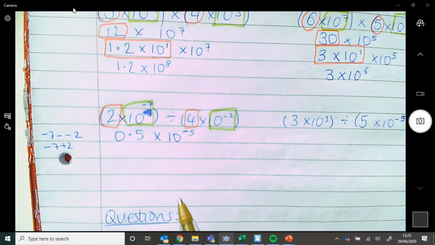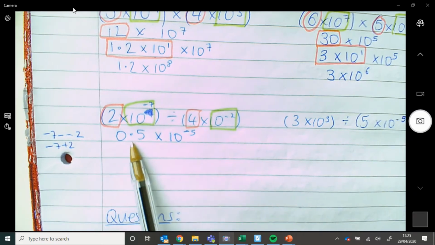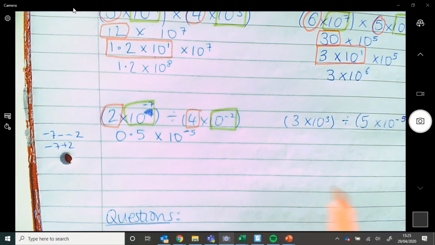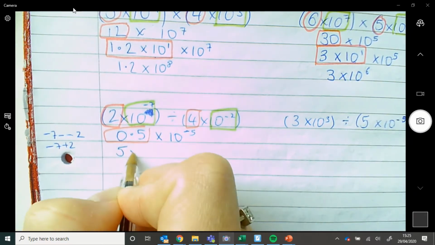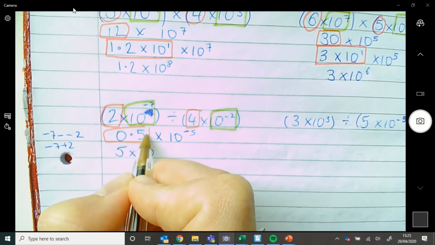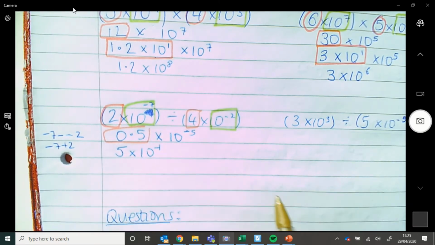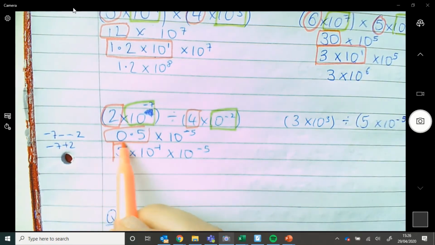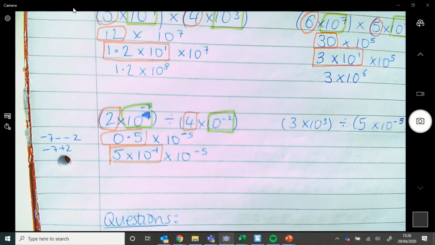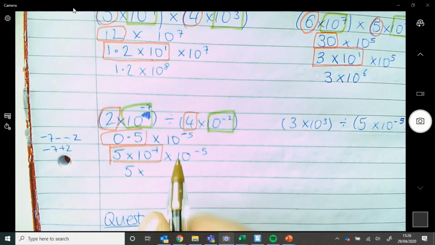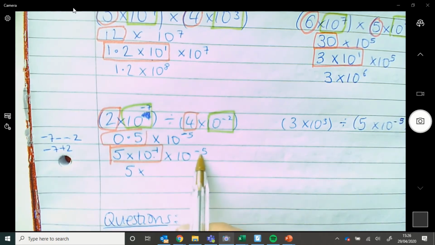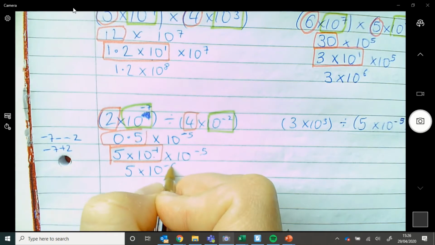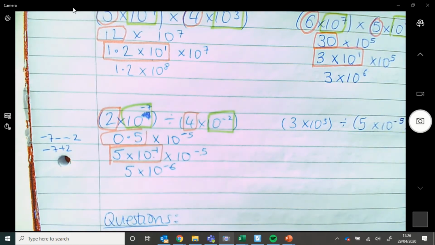Okay, I need to check, is it in standard form? Well, if it was in standard form, the number would be between 1 and 10, which it's not. So I now need to put this number into standard form. I'm going to make that 5 times 10 to the power of, well, I want my decimal point here, but it's here, it's negative 1. So I've got 5 times 10 to the power of negative 1, which is the same as this. Now I need to correct it. I've got negative 1 add negative 5 here, which is negative 6. 5 times 10 to the power of negative 6.